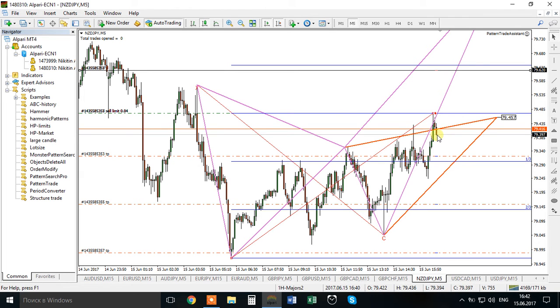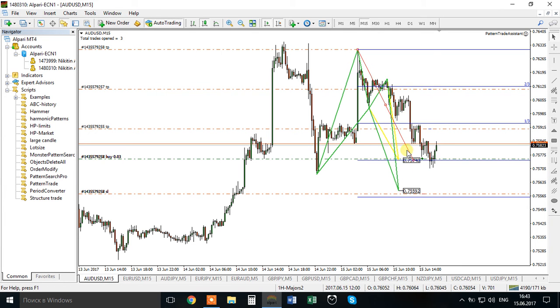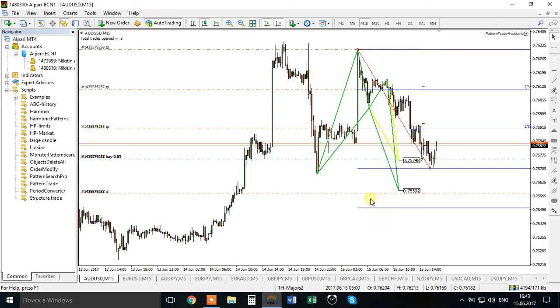So what is the rule? If it goes and hits the take profit before it hits my entry, then the entry will not be valid anymore. So these are the tools: HP limit, HP market, and the PatternTradeAssistant. Sometimes you need to modify your trades manually, so you just use order modify. For example, here, stretch your Fibonacci's, just double click on order modify, and nothing happened because they coincide exactly.